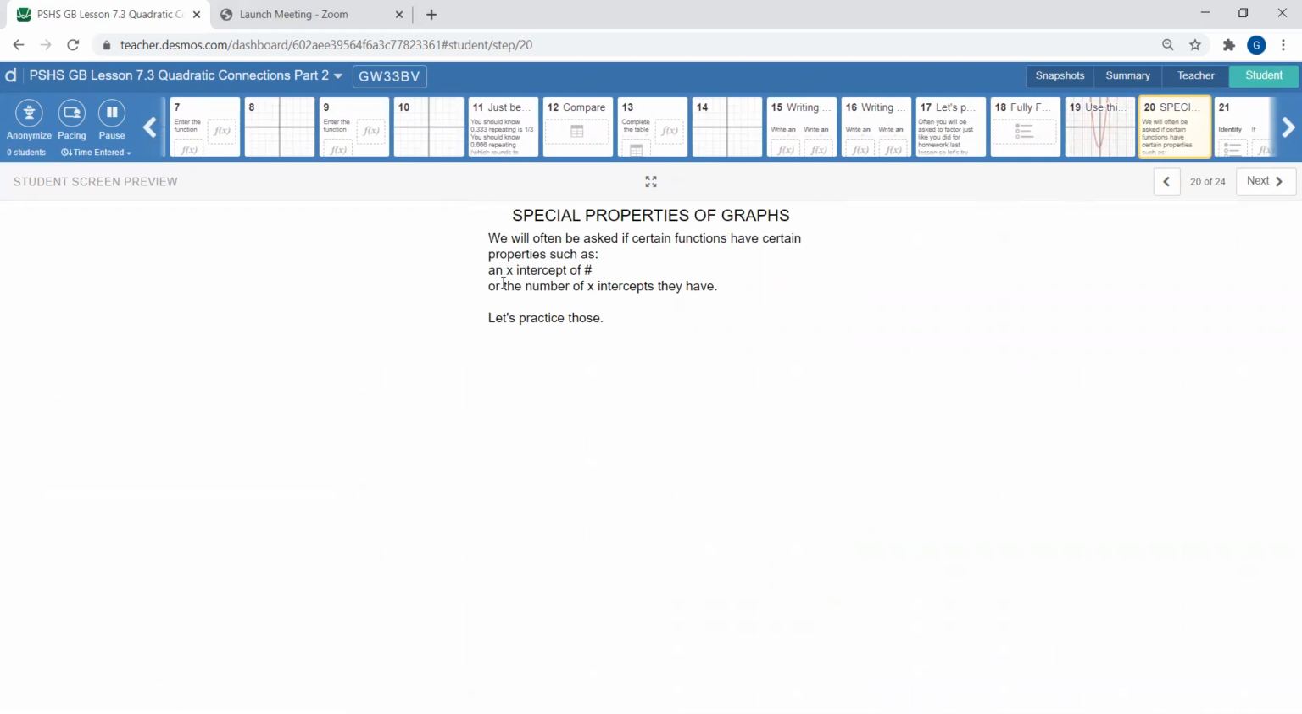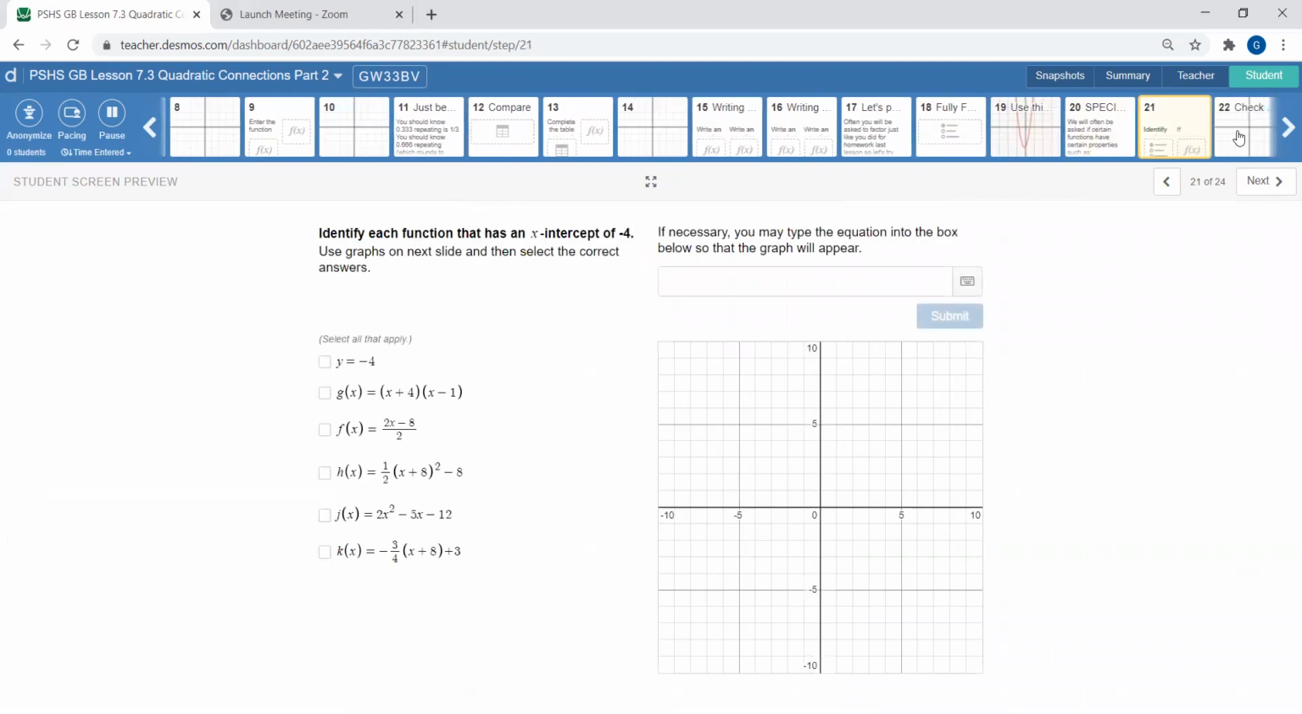Sometimes, though, you're asked for what are the x-intercepts or how many x-intercepts there are. So let's have a quick try on that type of question as well. Identify each function that has an x-intercept of negative 4. If you don't know, then what you have to do is you just have to graph these.